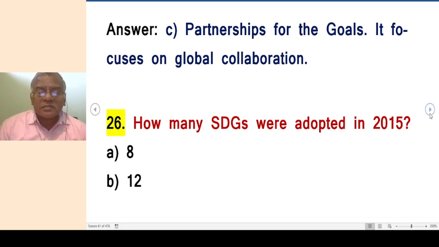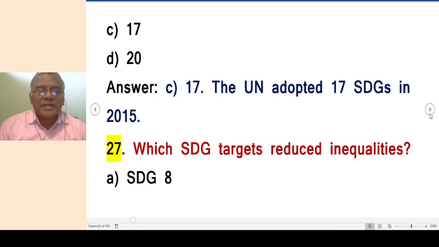Now, how many SDGs were adopted in 2015? Very famous question. It has been asked previously. You could see it's one of the previous year questions. That is 17 in number. The United Nations adopted 17 Sustainable Development Goals in 2015.